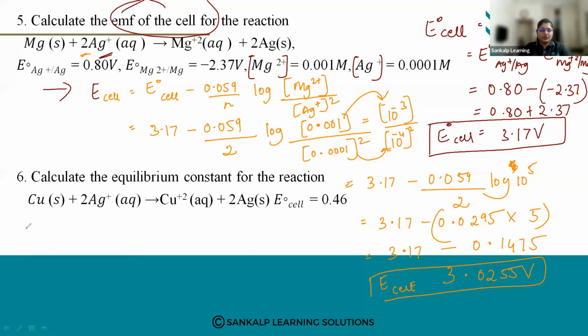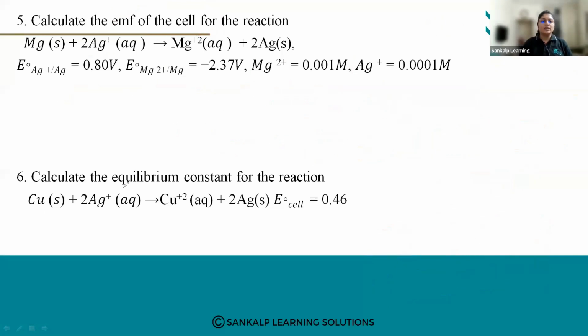So shall we move further? So, last question. Calculate the equilibrium constant for the reaction. So there is a reaction given, equilibrium constant we have to calculate. The reaction is Cu plus 2Ag+ aqueous, giving you Cu2+ aqueous plus 2Ag. E naught of the cell is given as 0.46.